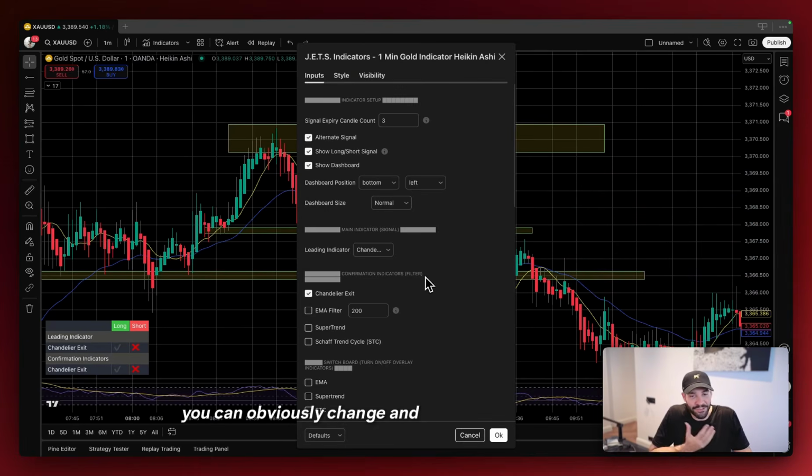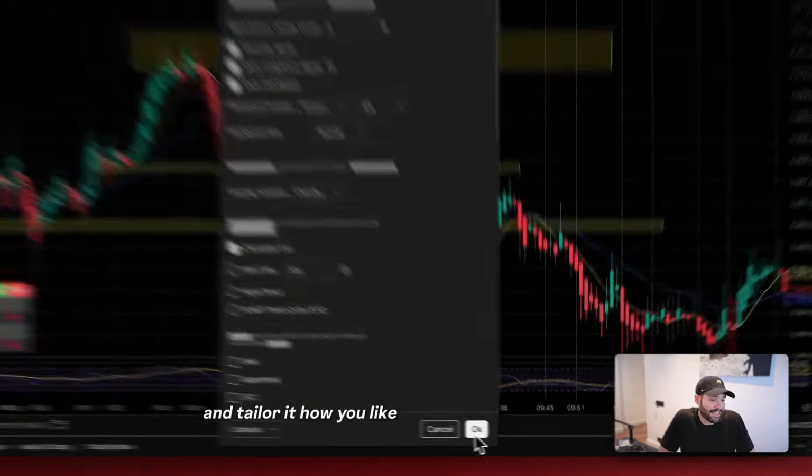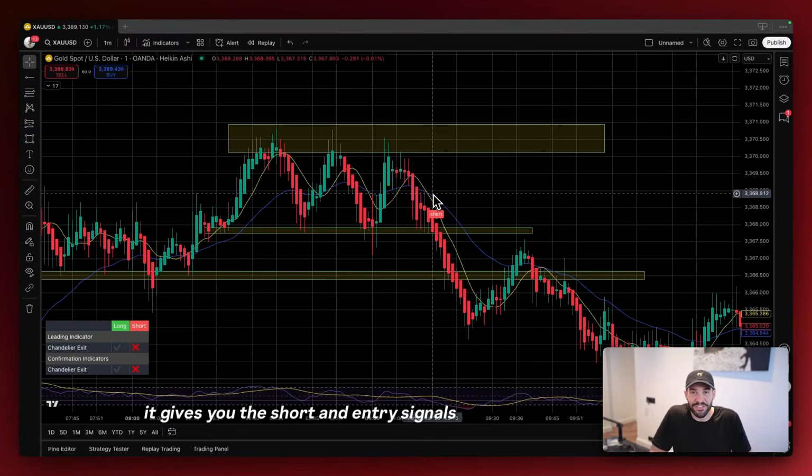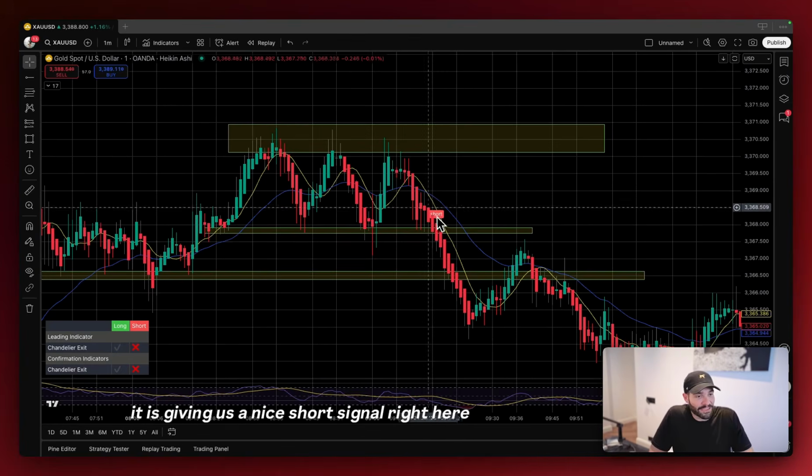And this is how it looks. You can obviously change and tailor it how you like, but essentially it's a done for you indicator. It gives you the short and long signals when you're supposed to be going short or long. And as you can see right here, it has given us a nice short signal right here.